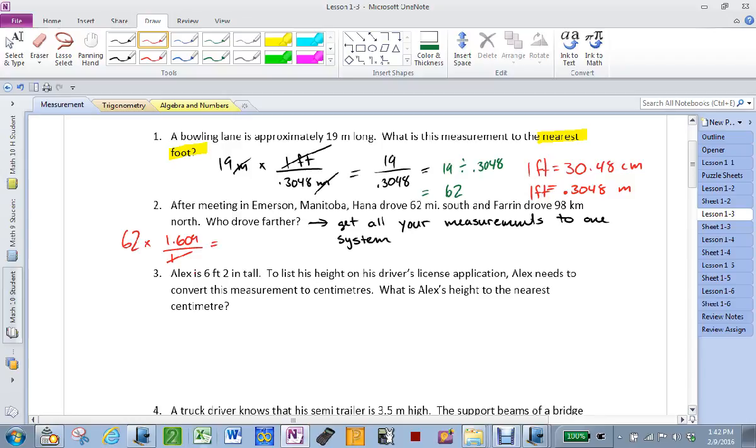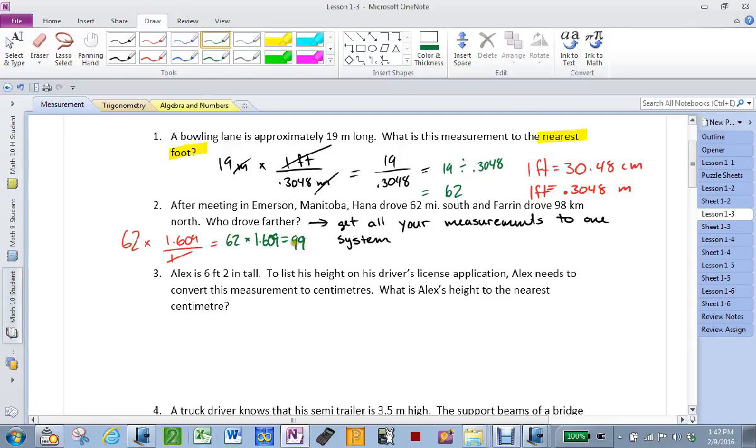You get to your calculator because you can't do that in your head, and what's your answer? All of you should have your calculators out. If you do not, that is not very intelligent. You should be practicing this right now. What do you got to punch in on your calculator? 62 times 1.609. And what do you get?